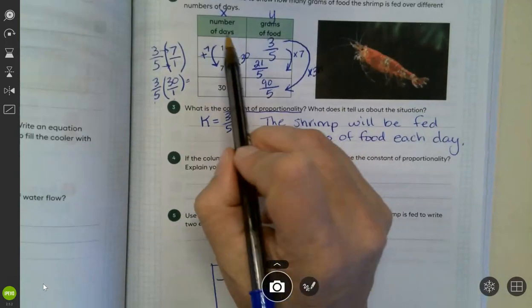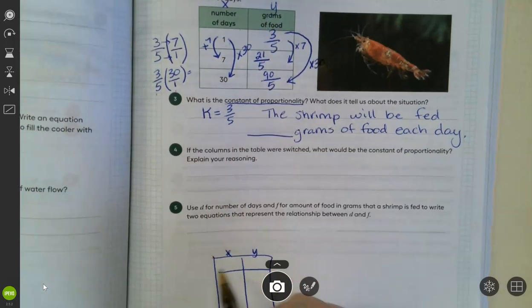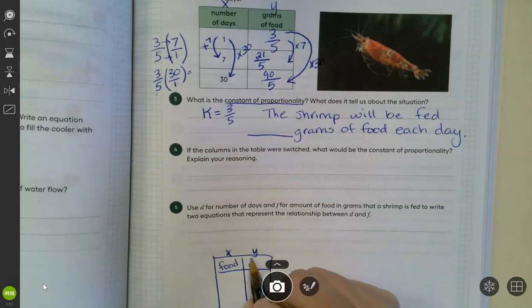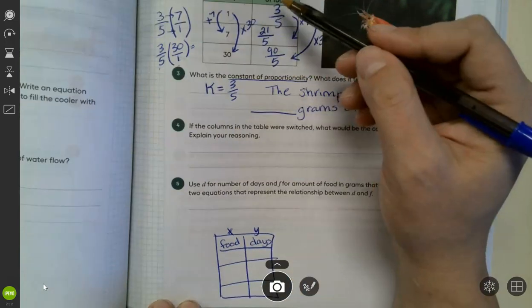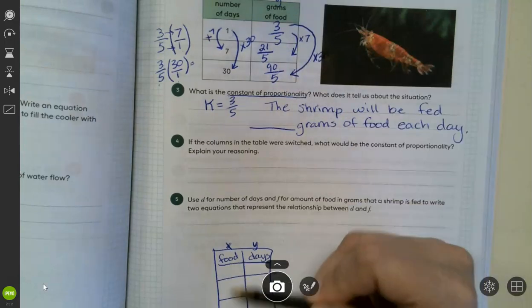We're now going to take our columns and switch them. So grams of food were originally on the y. I'm going to put them on the x. So I'm going to put food and then days. And then I'm going to bring the values that were under each column into our table.